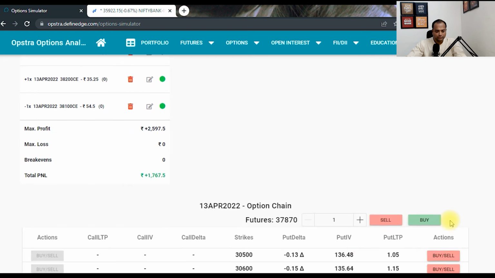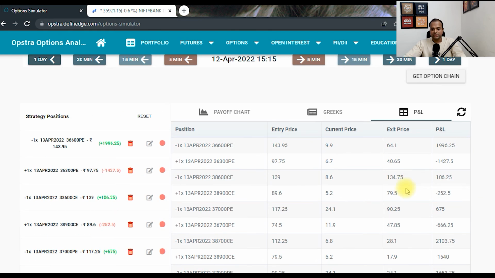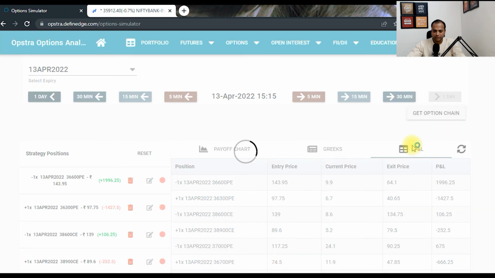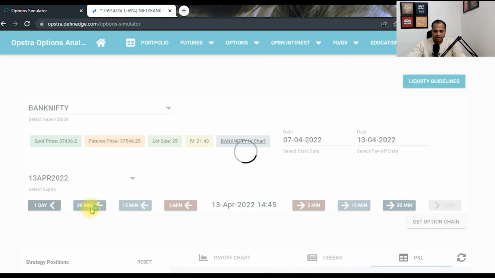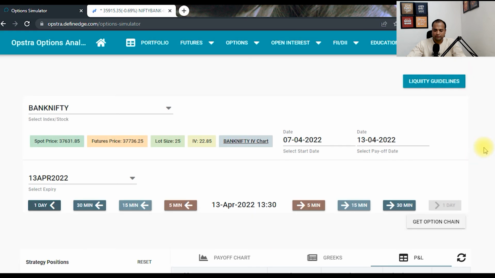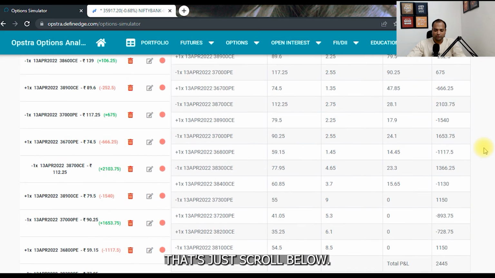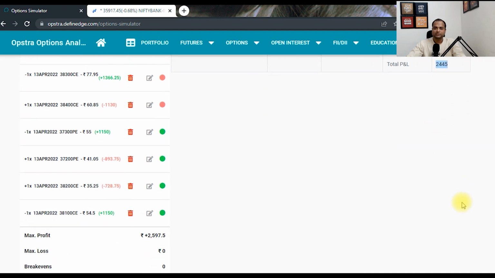Okay, so the running profit so far is 1767.5, and we have done this adjustment one day before the expiry, and let's go forward one day and see what happens. Now this is our expiry day, and on expiry day we are going to close our trades at 1:30. You must be curious to see what happens. Let's scroll below. Bingo, 24.45 rupees.